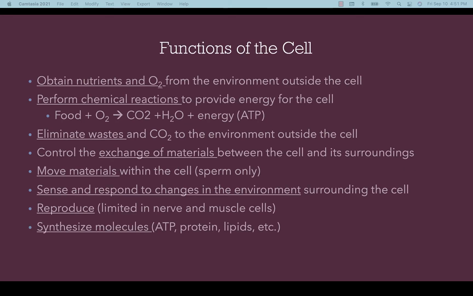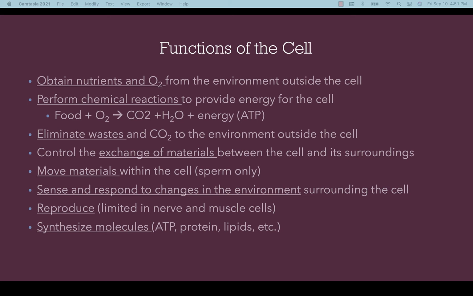So there are multiple functions of the cell, and like I kind of said before, there are multiple types of cells, so not all cells are going to do all of these things necessarily, but for the most part, these are general functions that we can see in cells. So one being obtaining nutrients and oxygen from the environment outside the cell. Another one being performing chemical reactions to provide energy for a cell, like using food and oxygen and making carbon dioxide, water, and energy out of that. We eliminate wastes and carbon dioxide to the environment outside the cell.